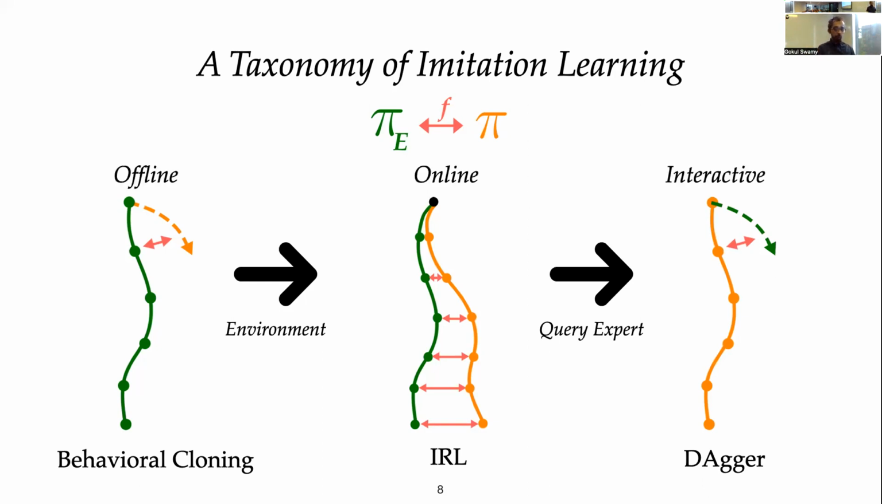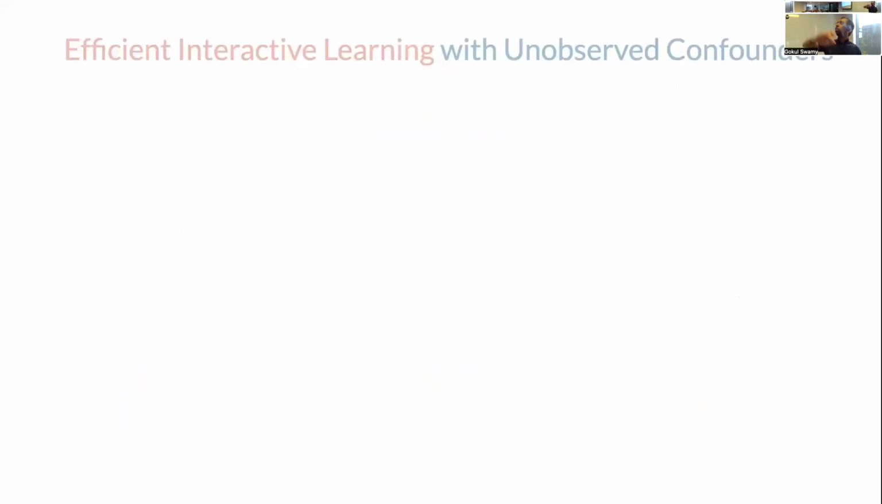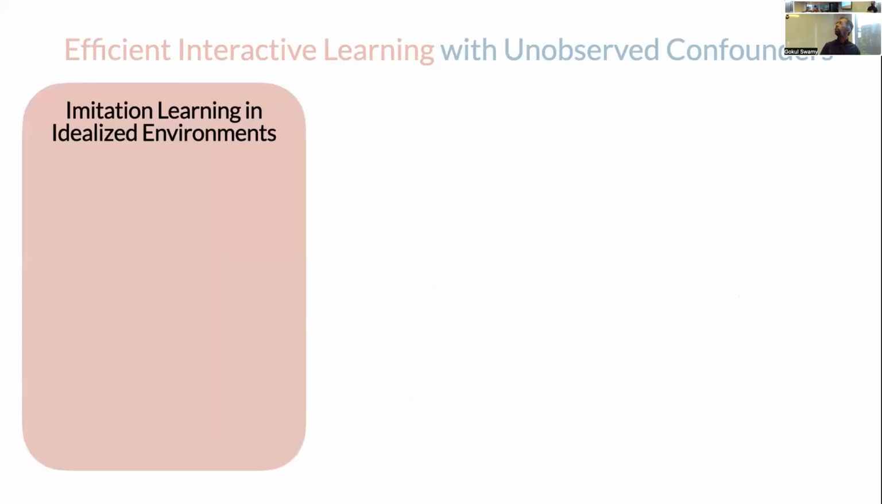So now I want to talk a little bit about the contributions of the work I've been doing over the last few years and what I hope to do next. This is a very long title. I'm going to try and break it down into a few different parts. The first part of the work I'm talking about is how we can do imitation learning in idealized environments. So this is where there's full observability, and we see everything we need to make decisions well.